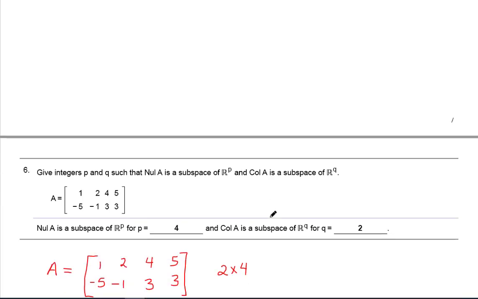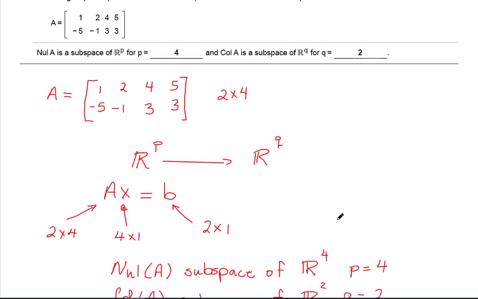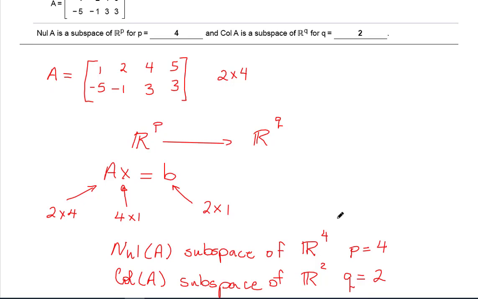All right. In question 6, we have matrix A here. Now, matrix A is 2 by 4. And they tell us that matrix A is going to work from RP to RQ. All right, seems straightforward enough. Well, let's see.